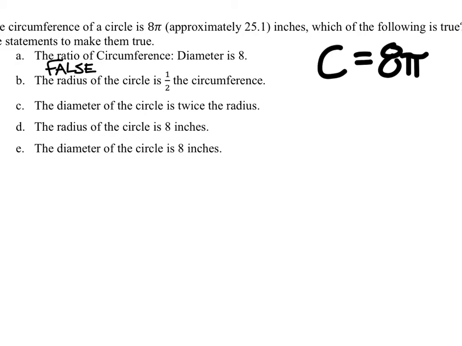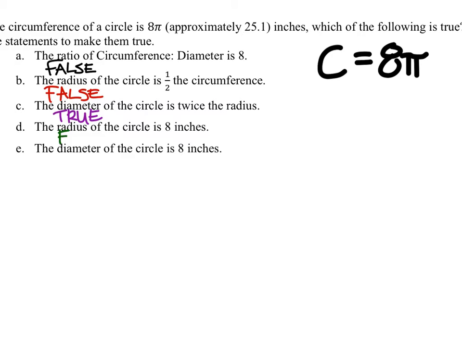The radius is actually 1/2 of the diameter. All right, the diameter of the circle is twice the radius. True. That's true for any circle. The radius of this circle is 8.